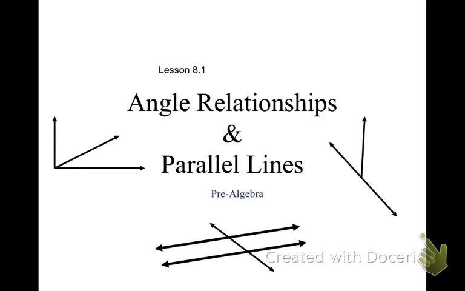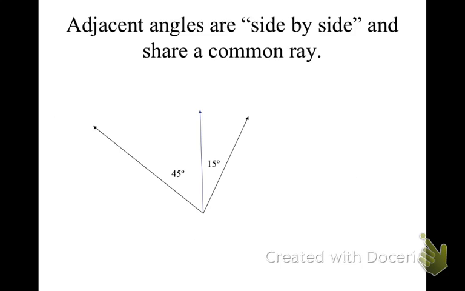Today we started our unit on geometry with lesson 8.1. We're learning about angle relationships and parallel lines. Adjacent angles are side by side and share a common ray, as well as a common vertex. This would be the common vertex. The ray is highlighted in blue.